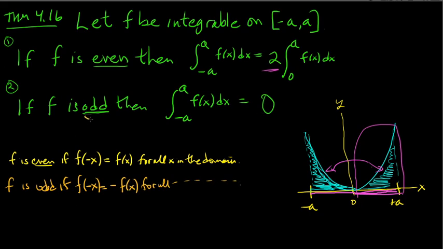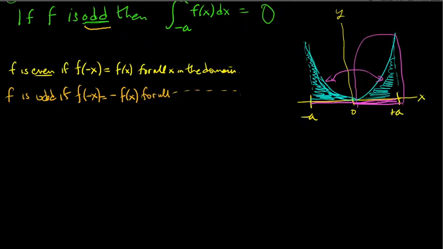And if you have an odd function, again, it has to be odd. It doesn't work for all functions. It only works for odd functions. If you're going from negative a to a, well, it doesn't matter what the function is. As long as it's odd, you get 0 here. Why does that make sense? Well, let's draw the picture here.